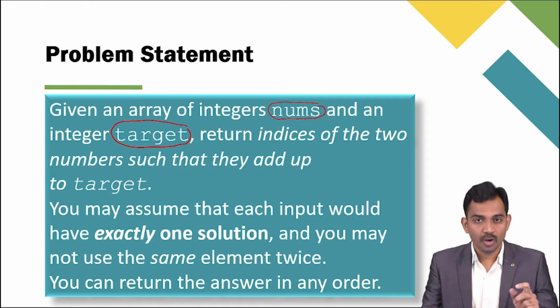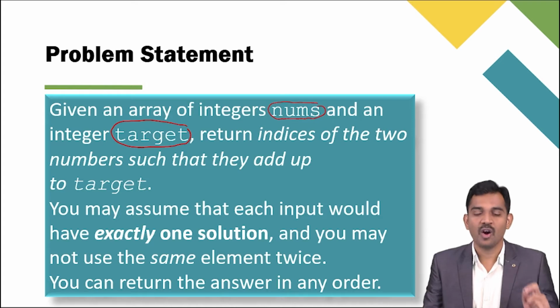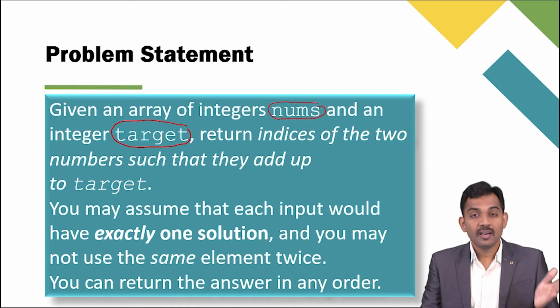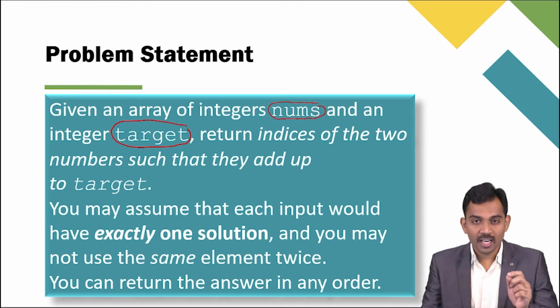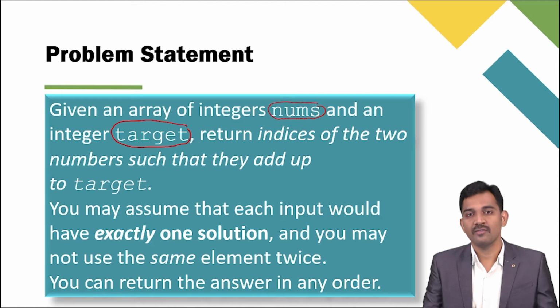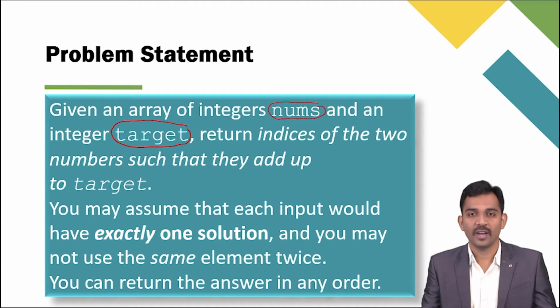We should solve that problem using some technique, I'll tell you. They also mention some constraints here. You may assume that each input would have exactly one solution. Means they'll give the n elements, and from those n elements you will get only one such matching pair. That is the first thing. And coming to the second, you may not use the same element twice. Don't use the same element twice.